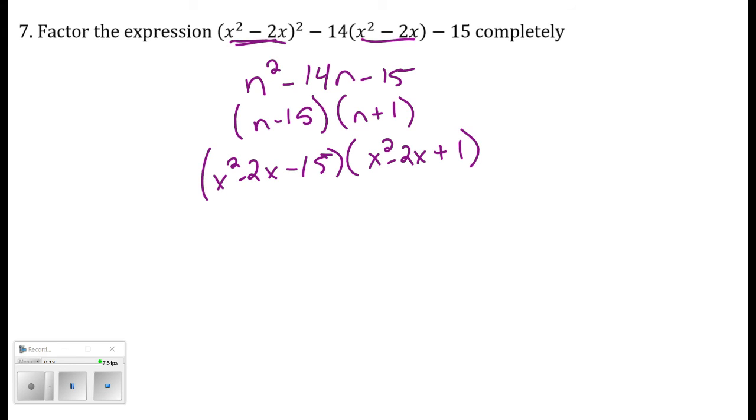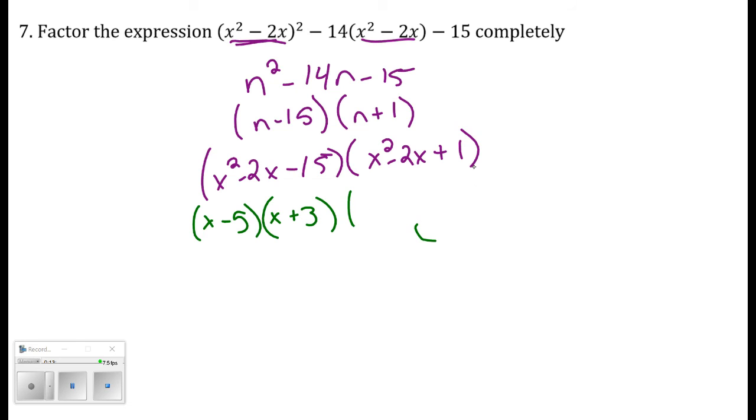So now we need to ask ourselves, can I factor these trinomials anymore? And the answer is yes. Luckily, their leading coefficients are 1, so you could go through and do the AC method, or you can save yourself some time. What multiplies to negative 15 that adds to negative 2? That's minus 5 and plus 3.